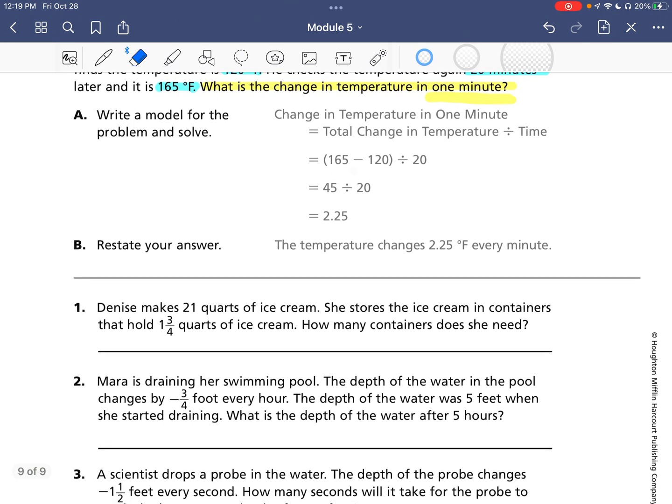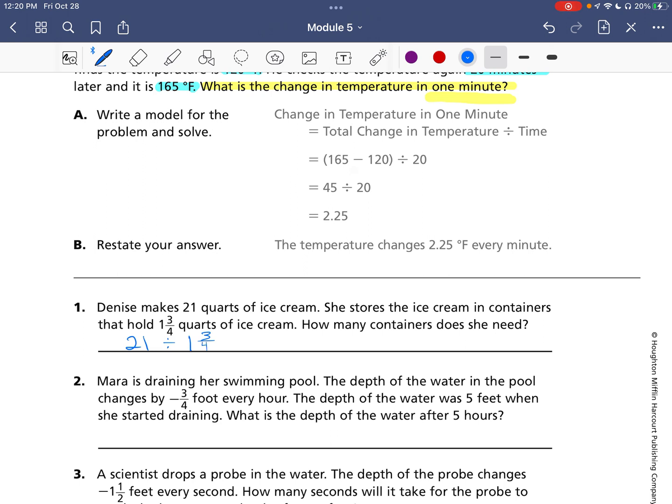All right, for 1 here: Denise makes 21 quarts of ice cream. She stores the ice cream in containers that hold 1 3/4 quarts of ice cream. How many containers does she need? So we're going to do some dividing here. We're going to do 21 divided by our 1 3/4.